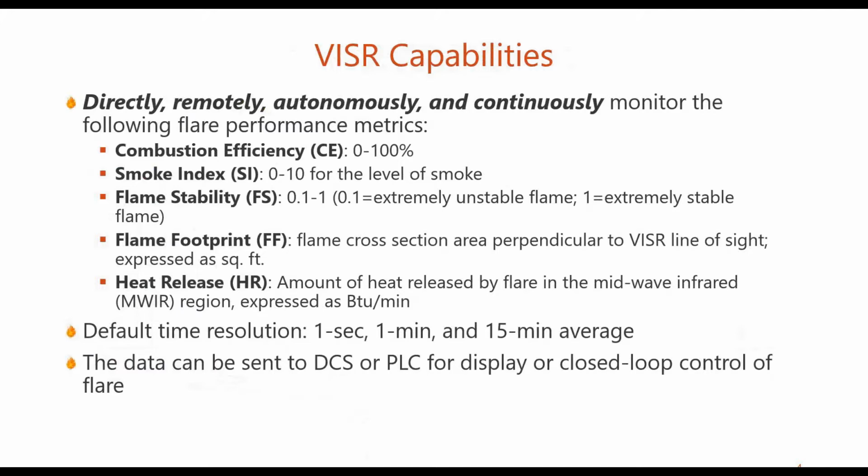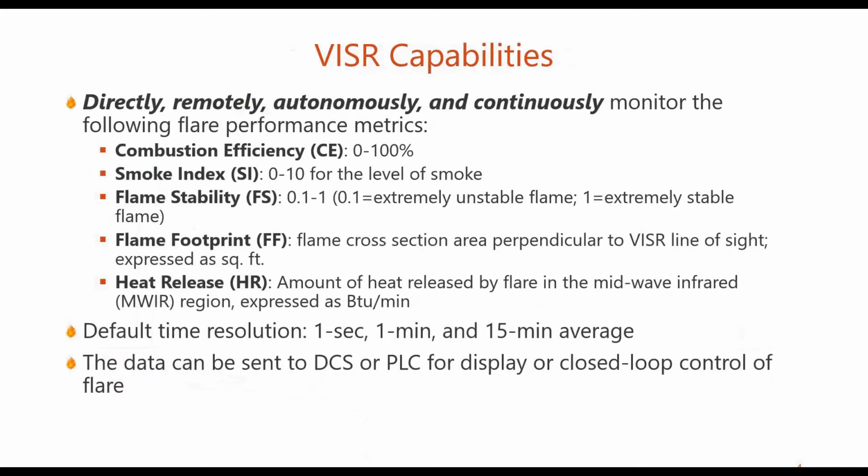So, for example, in the refinery sector rule, the compliance standard for a flare is 96.5% combustion efficiency. So this would be the number from VISR that's compared to that compliance standard. Smoke index is a unitless number from 0 to 10, which indicates the level of smoke or particulates in the combustion plume. So this will be an indication of whether you have visible emissions coming from the flare. I'll show you some examples of that later.